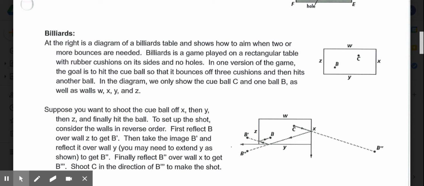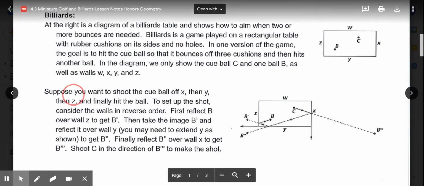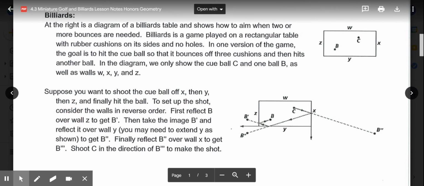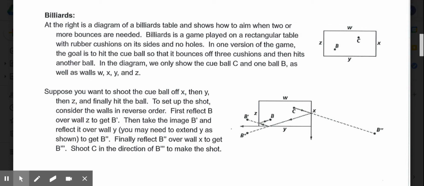In the diagram, we only show the cue ball C and one ball B, as well as the walls W, X, Y, and Z. Suppose you want to shoot the cue ball off of X, then Y, then Z, and finally hit the other ball. To set up the shot, you need to consider the walls in reverse order. So first, we would reflect B, our target, over that last wall we'd be bouncing off of, which is Z.